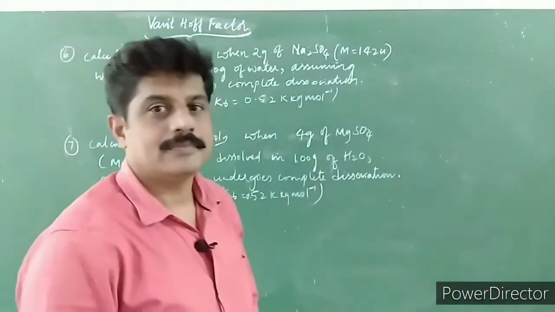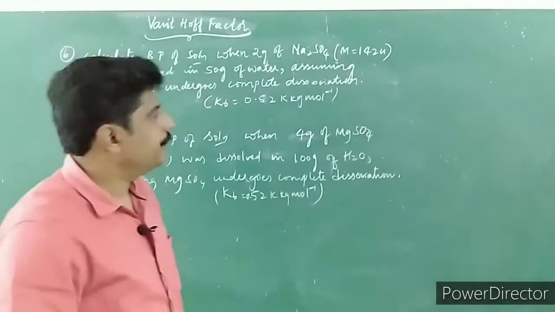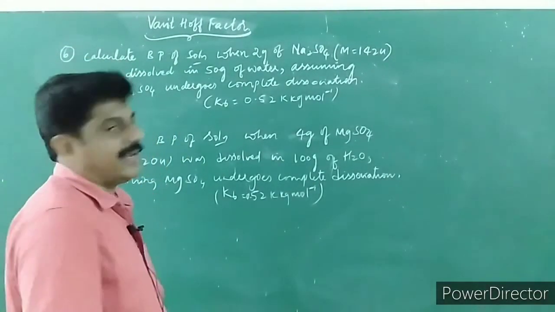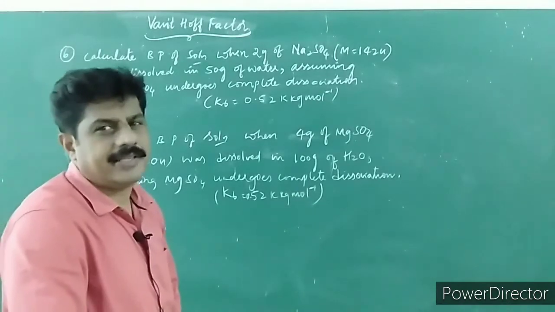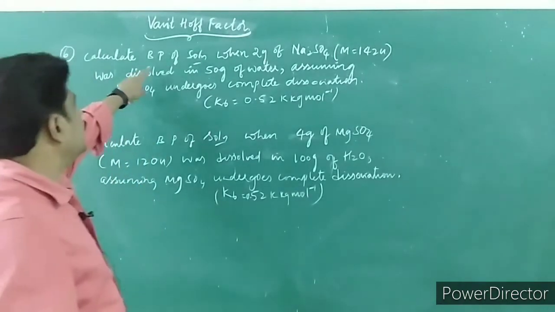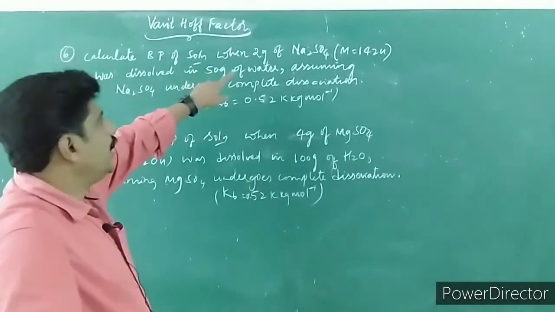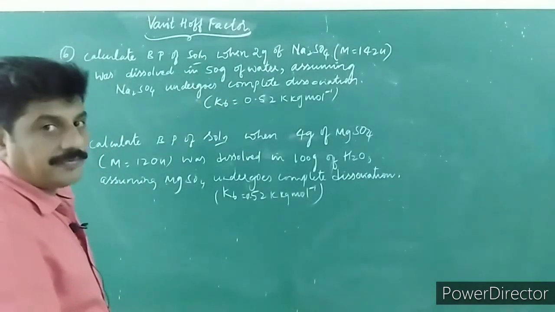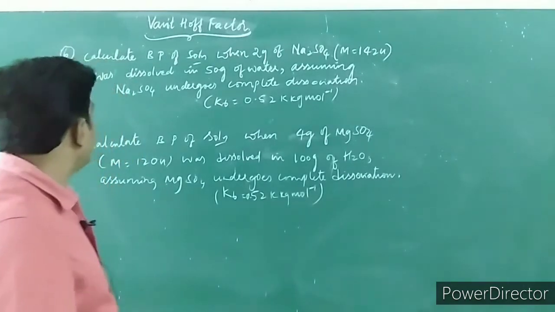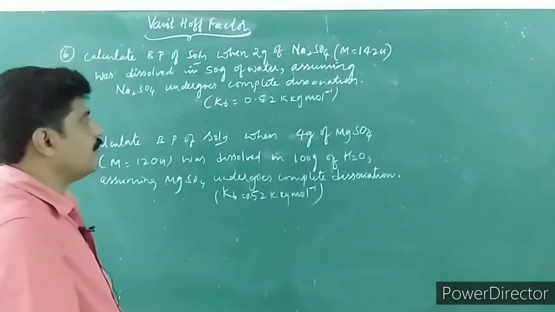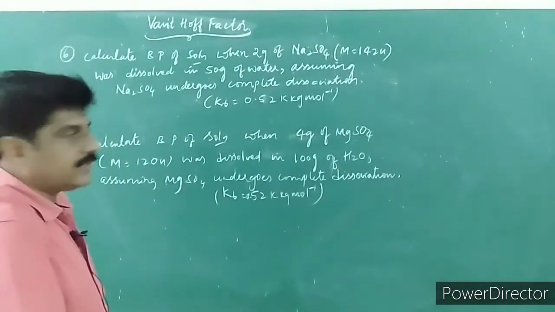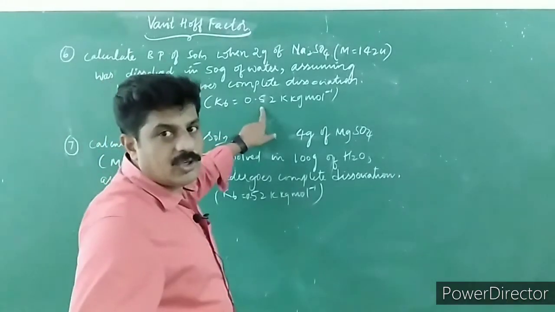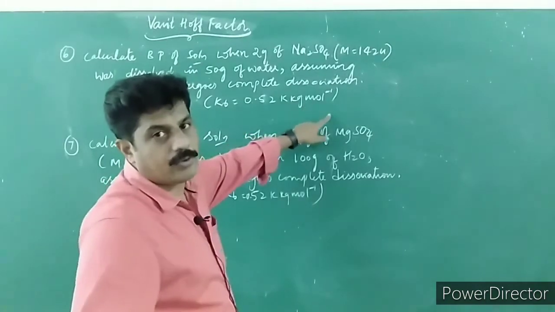374.05 Kelvin. Children, let me give 2 numericals for homework on Van 't Hoff factor. Very simple, you can easily solve them. Calculate the boiling point of solution when 2 grams of sodium sulfate with molecular mass 142 unified mass was dissolved in 50 grams of water, assuming Na2SO4 undergoes complete dissociation. Kb value is given here, 0.52 Kelvin kg per mole.